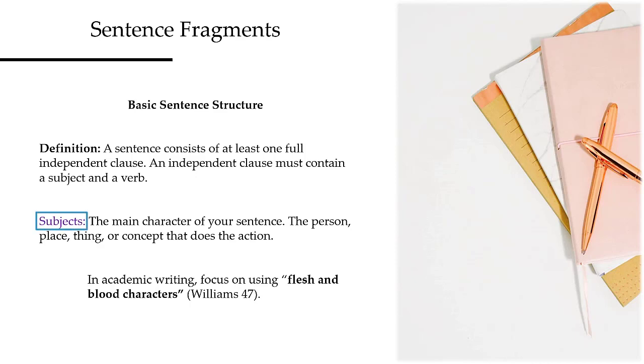Subjects are the main character of your sentence. It's a noun, the person, place, thing, or concept that does the action. It's what the sentence is about. And Williams authors a book that we use often in the Writing Lab to talk about style. Williams suggests that we use flesh and blood characters. Flesh and blood character means it's more helpful to use a specific person, place, or thing, but particularly a person, an animate object, to do the action rather than an abstract concept.